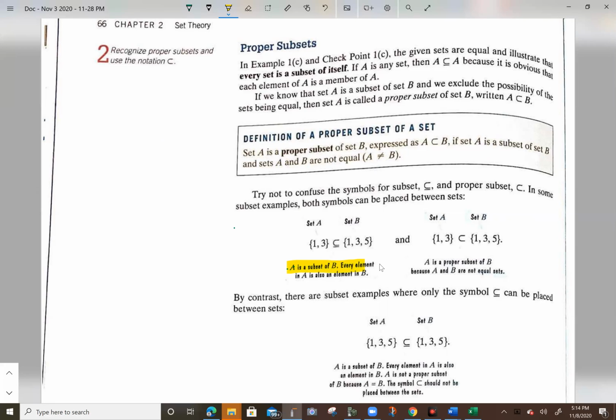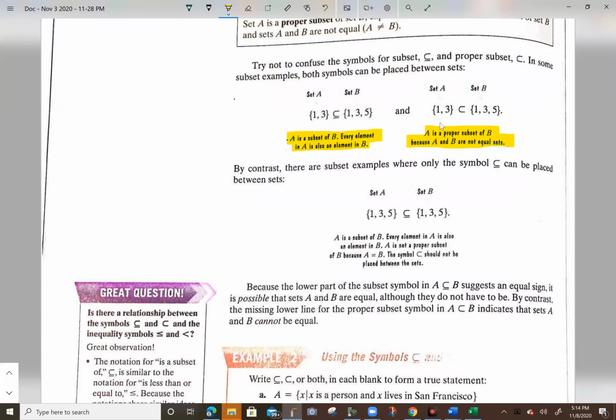A is a subset of B. Every element in A is also an element of B. And A is a proper subset of B because A and B are not equal sets. So that's just exactly what I was talking about and what it says here in your mathematics definition, okay? And then it says, by contrast, there are subset examples where only the symbol is a subset can be placed in between sets. So if they are actually equal to each other, then you're going to need to use this one.